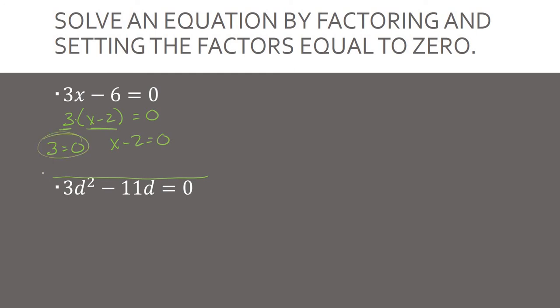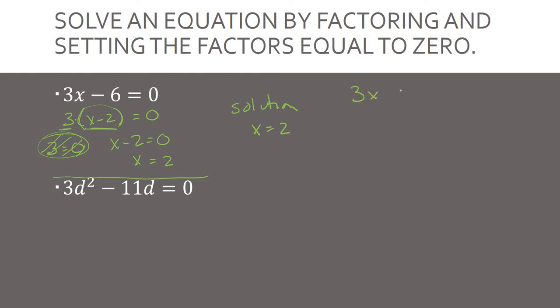Well, this is impossible. 3 cannot equal 0. So therefore I know that this factor has to equal 0 in order for the product to equal 0. Well, in order for x minus 2 to equal 0, x has to equal 2. Therefore our solution is x equals 2.